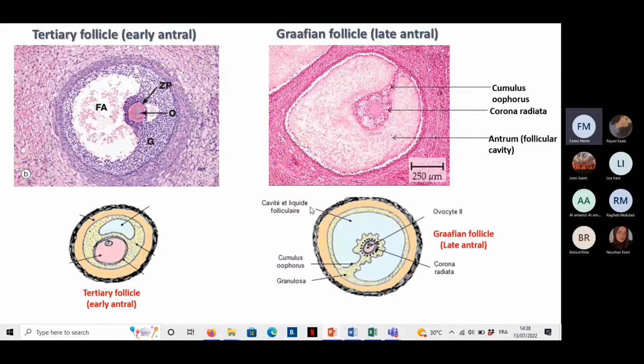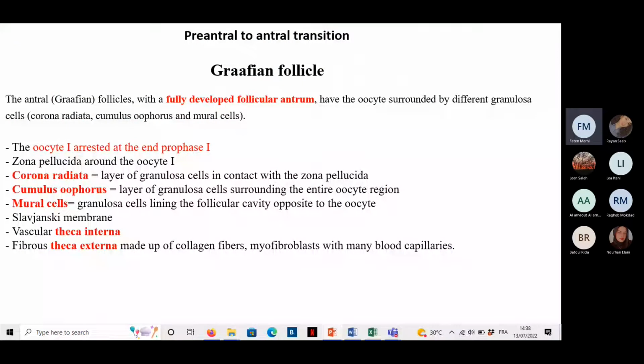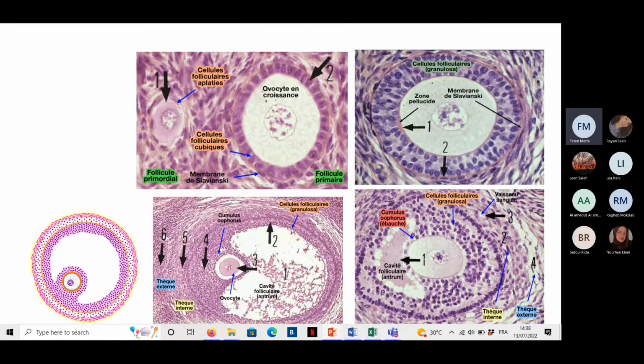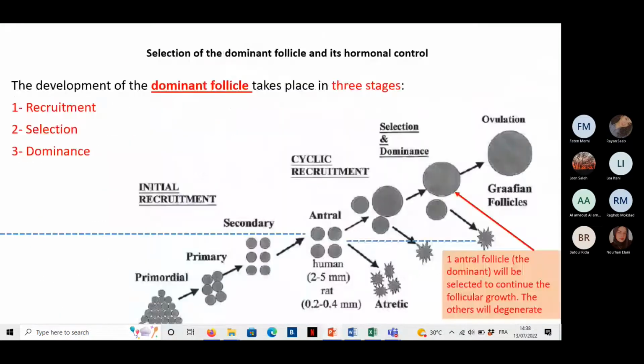Last time we explained about the different morphologies of the ovarian follicles. We talked about the development of the ovarian follicles from primordial to primary, then to secondary, then to tertiary, then to Graafian. We described the morphological changes, and we said that we have pre-antral follicles and antral follicles.